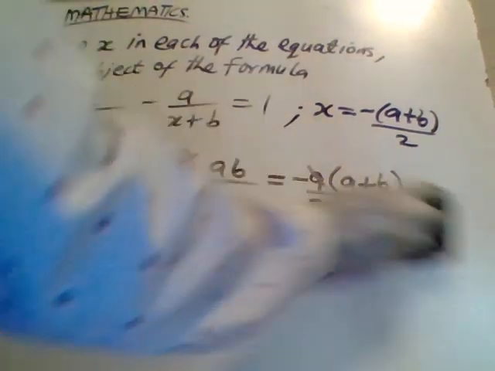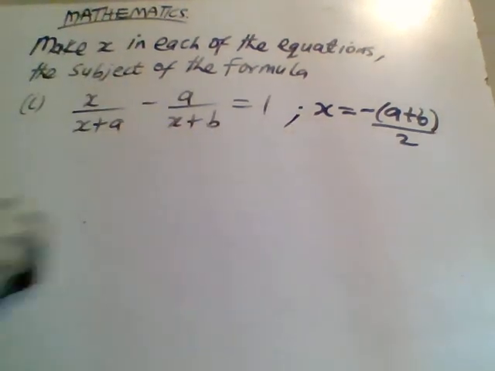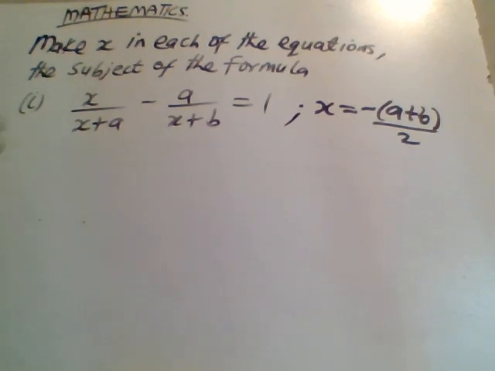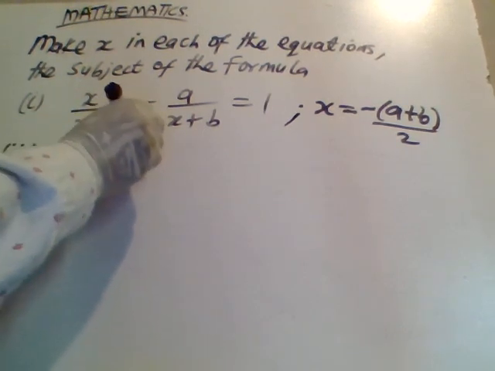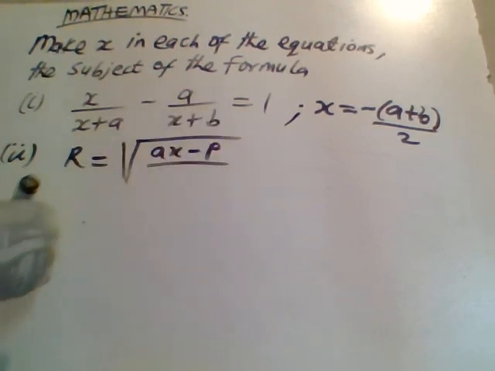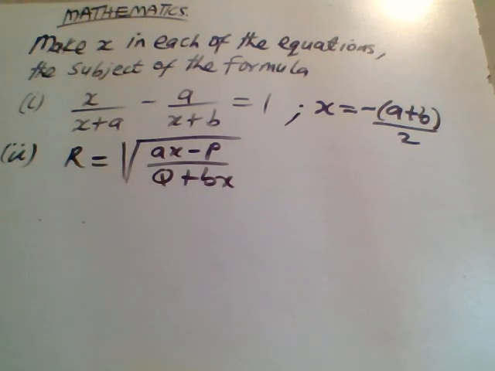So let's look at the second question. You are given r to be equal to the square root of (ax minus p) divided by (q plus bx). You are required to make x the subject of the formula. The first thing you have to do is to square both sides of the equation.